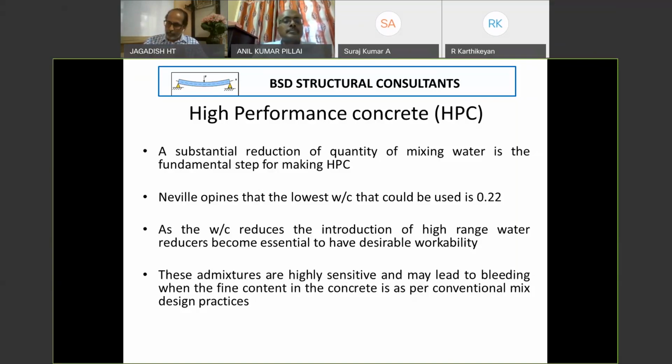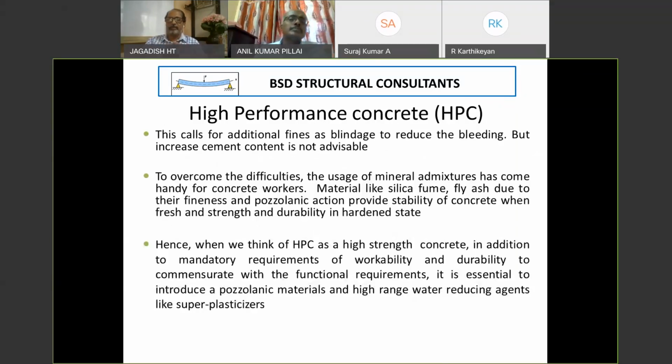So, to avoid that: it leads to bleeding when the fine content is less. So we have to increase the fine content. This calls for additional fines as an addition to reduce the bleeding. But an increase in cement is not advisable. Naturally, if you go for an increase in cement, it increases the heat of hydration. So we have to add mineral admixtures such as silica fume and fly ash. We need to add them as per your mix design and mix proportion, to get high strength concrete.